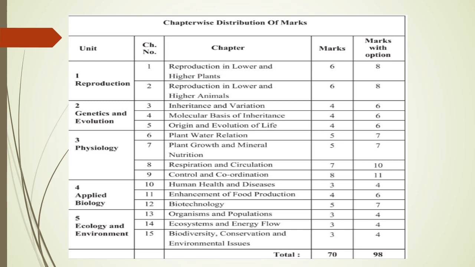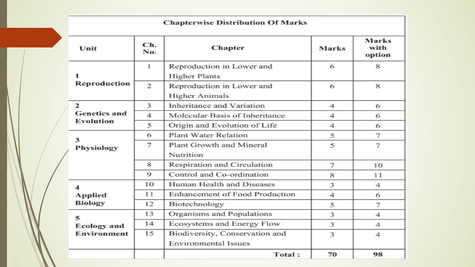The chapter number 8 is respiration and circulation. This is one of the major chapters with 7 marks and 10 marks with option. Control and coordination has 8 marks with 11 marks with option. Human health and diseases is a big chapter. It also has corona, COVID-19, influenza virus, malaria, all those diseases which you know about, but which carries only 3 marks.